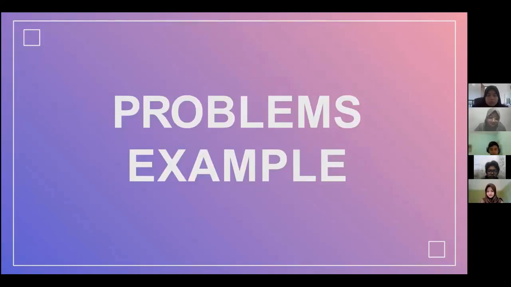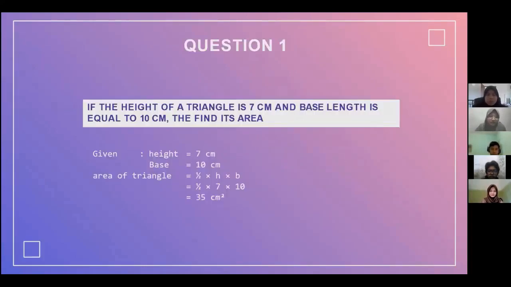Problems example. Question 1. If the height of a triangle is 7 cm and its base is equal to 10 cm, then find its area. We know that the height is 7 cm and base is 10 cm. Area of the triangle is 1 by 2 times h times b. 1 by 2 times 7 times 10, and we get 35 centimeters squared.